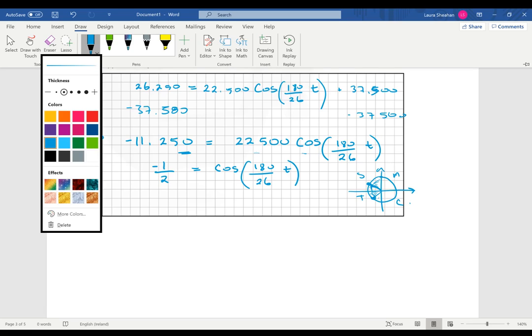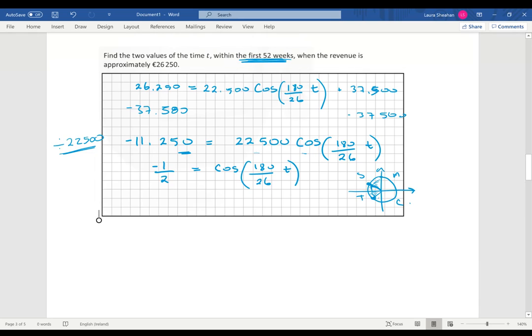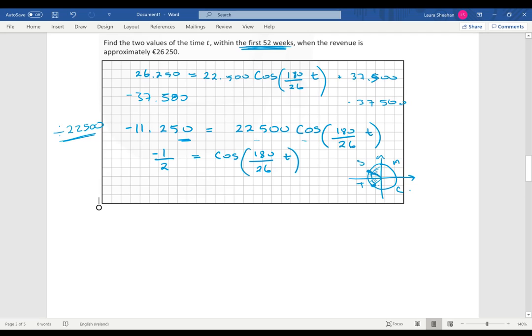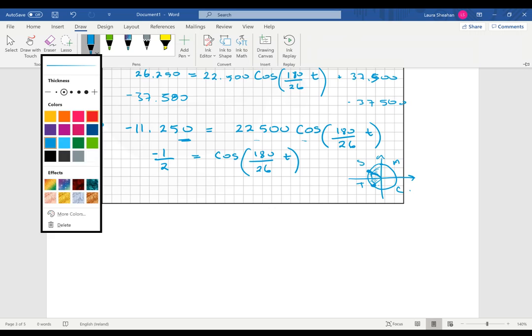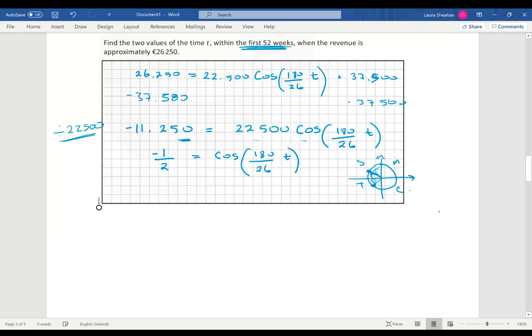Okay, so we have here that minus a half is equal to cos 180 over 26t. So ultimately I'm looking for t. Now, we've actually done this before. You have previously done this at Junior Cert. To remove a cos from this side, I say cos inverse of minus a half is equal to 180 over 26t. Now remembering that your minus a half means that it's cos in the second or the third quadrants, because that is where cos is negative.